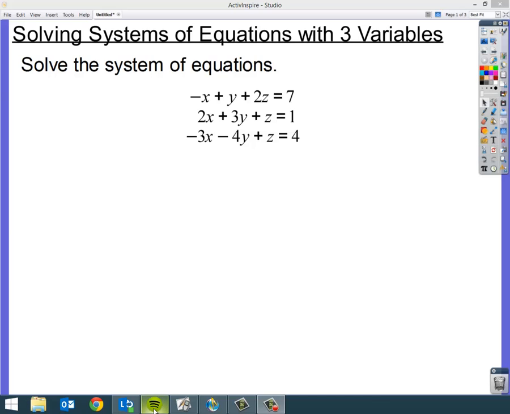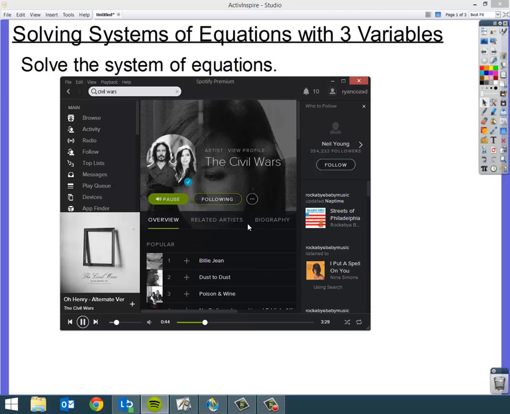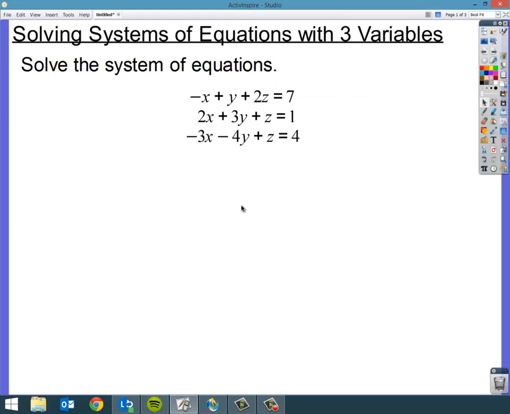So before we get going, our music for today, a group called the Civil Wars. I actually was turned on to the Civil Wars just a couple of years ago by a friend, and I just really enjoy their style. Very easy listening. Helps me kind of stay focused while I work. So here we go. Let's get going.